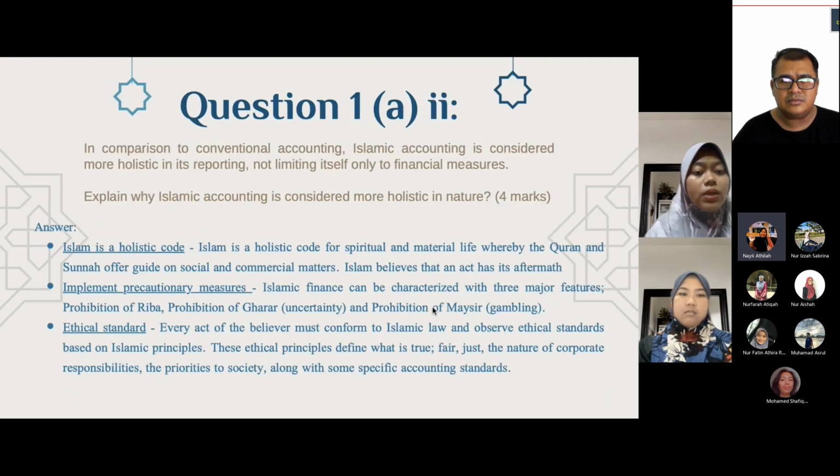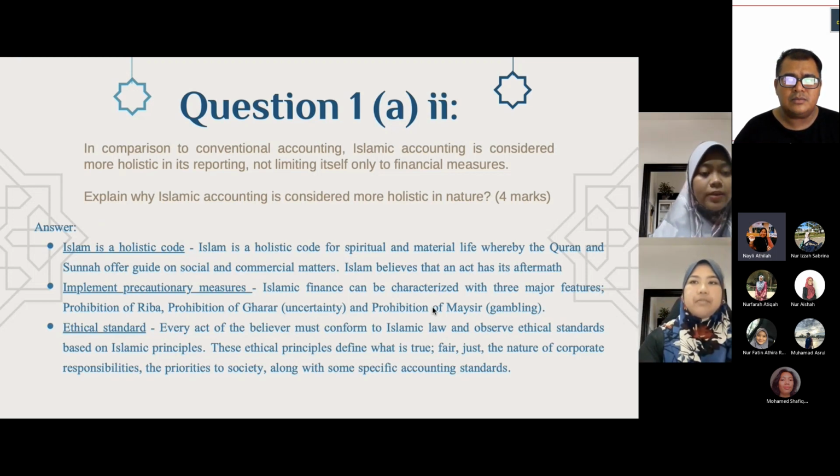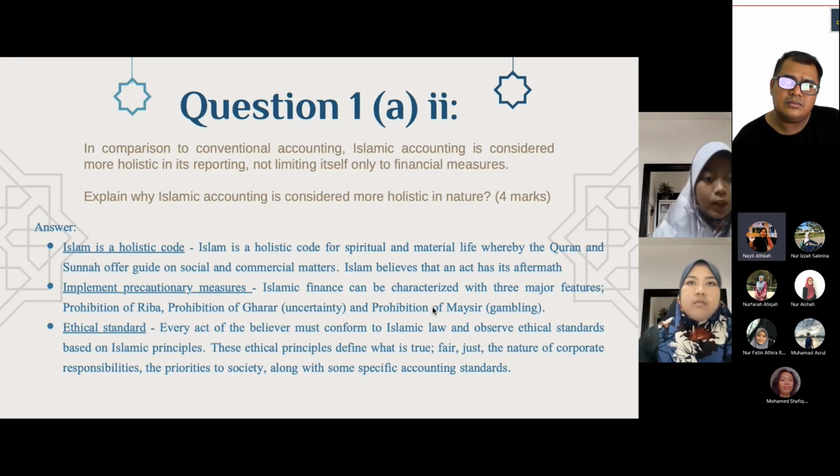So for the second question, which is question 1A 2 Roman, in comparison to conventional accounting, Islamic accounting is considered more holistic in its reporting, not limiting itself only to financial measures. So I need to explain why Islamic accounting is considered as more holistic in nature. This question also consists of 4 marks for the answer.